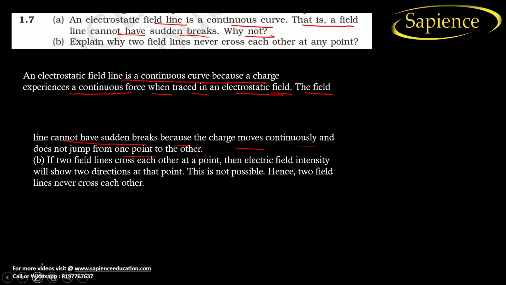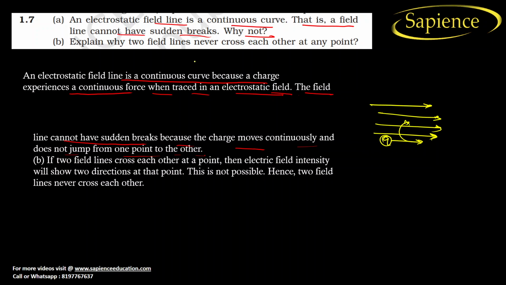So let us try to understand that if there is a field line like this, got it? So if a charge moves, it will move in a continuous way so that it won't jump from this place to this place, right? So that's why it is considered as a continuous curve.